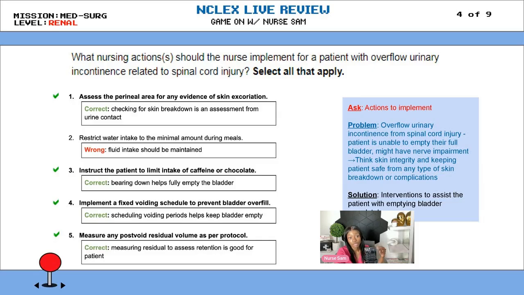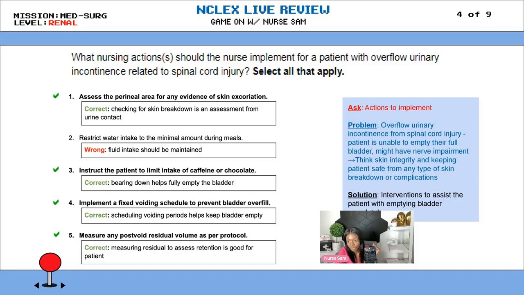You want to instruct the patient to limit the intake of caffeine or chocolate. 4, implement that voiding schedule, and that helps them keep the bladder empty, especially because that incontinence is related to a spinal cord injury. Okay, it's not like they're just incontinent because they want to be, right? And then 5, measuring residual to assess retention. That's good for the patient.